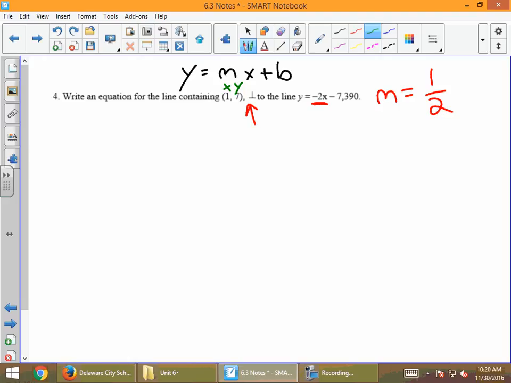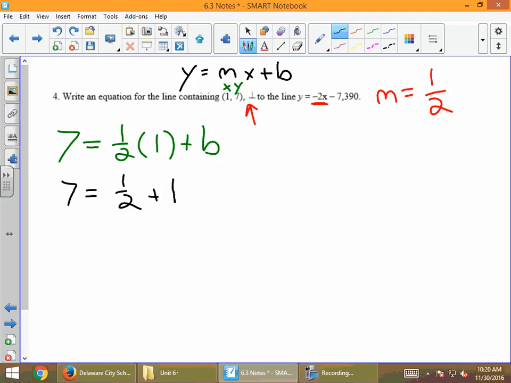So my new y value is going to be 7, equal to my slope of 1/2 times my x, which is 1, plus b. We know what to solve. This one's a little messy because it has fractions, but no big deal. We'll solve it together. What's 1 times a half? Quick, your calculators. 1/2. All right, good job. Fast calculating skills. Plus b.